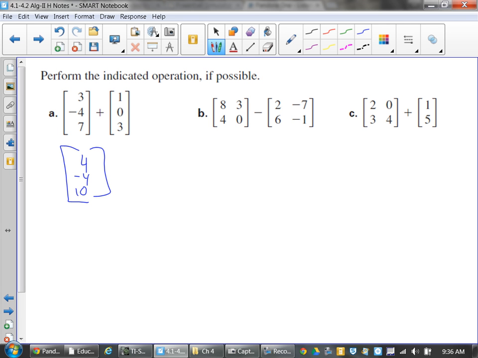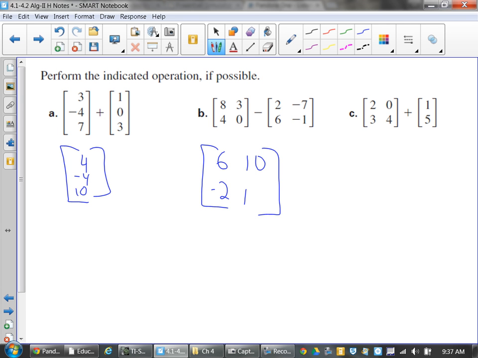Now the next one, all you have to do is match up the entries and perform the indicated operation. Are both of those 2 matrices the same dimension? Yeah, they're both 2 by 2, square matrices. 8 minus 2 is 6. 3 minus -7 is 10. 4 minus 6 is -2. 0 minus -1 is 1.